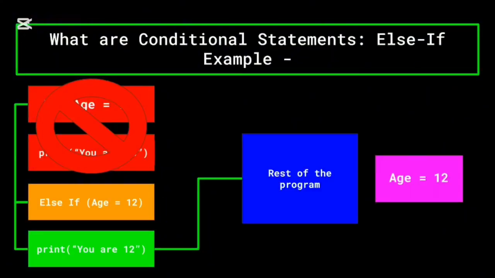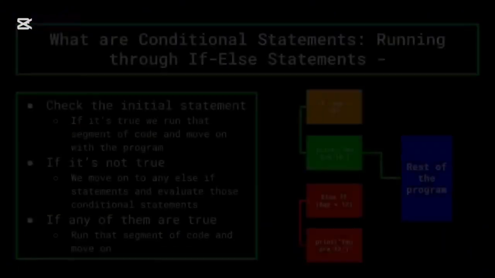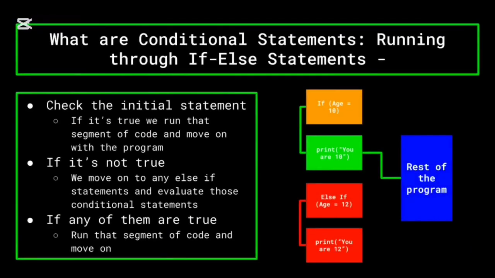And then we evaluate the else if statement. We check if age is equal to 12, which again it is. And so now we run all the code inside of that conditional statement before finally moving on to the rest of our program. So, as a review, we check the initial if statement.